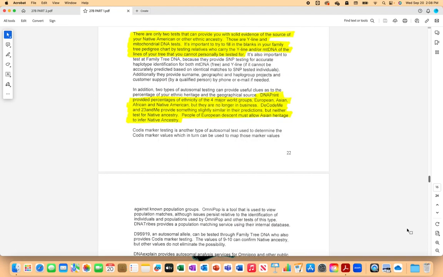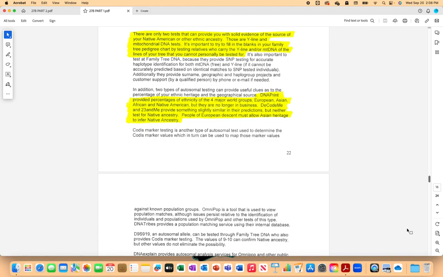There are only 2 tests that can provide you with solid evidence of the source of your Native American or other ethnic ancestry. Those are Y-line and mitochondrial DNA tests. It's important to try to fill in the blanks in your family tree pedigree chart by testing relatives who carry the Y-line and or mitochondrial DNA of the lines of your tree that you cannot personally be tested for.